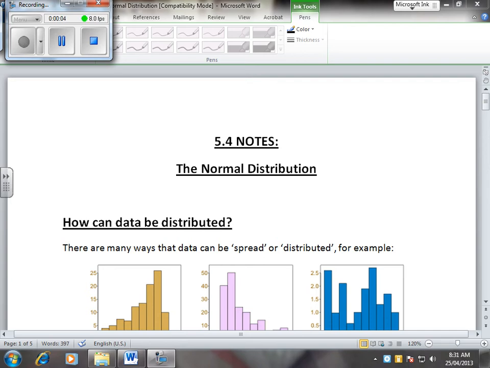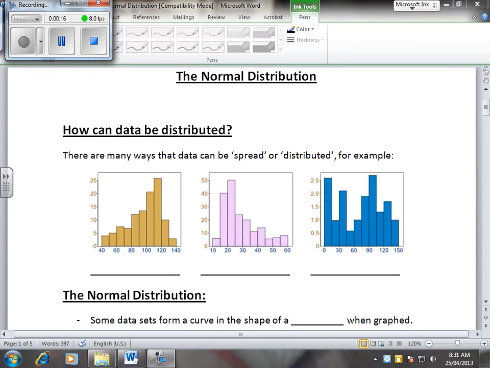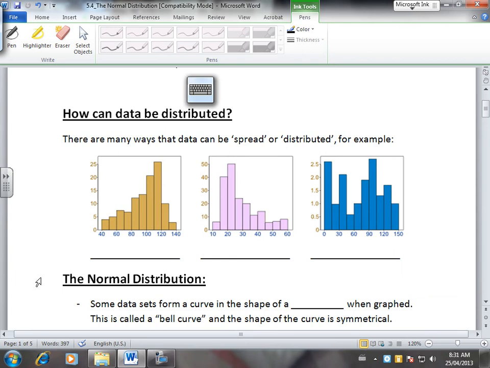On Tuesday's class, we talked about standard deviation, and today we're going to go over normal distribution, which is in the statistics world where we normally see the most standard deviation being used. So when we look at how data can be distributed, and we have a couple histograms here, we can see that it can be spread in different ways.